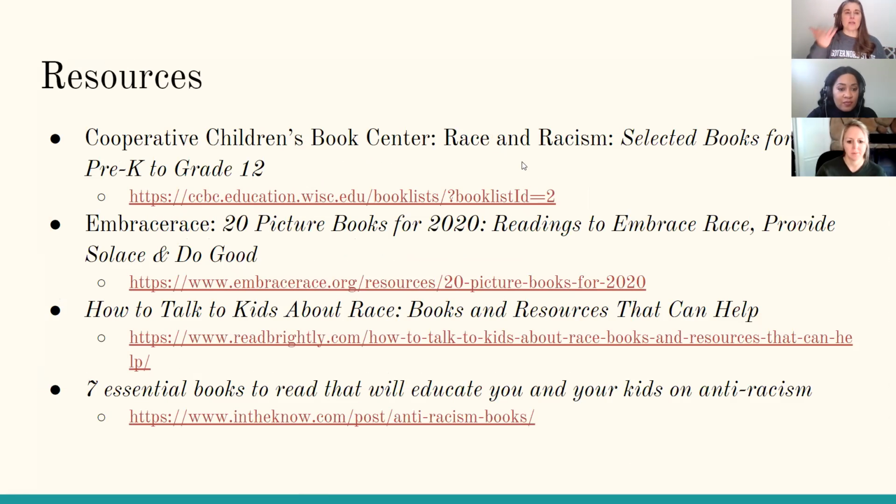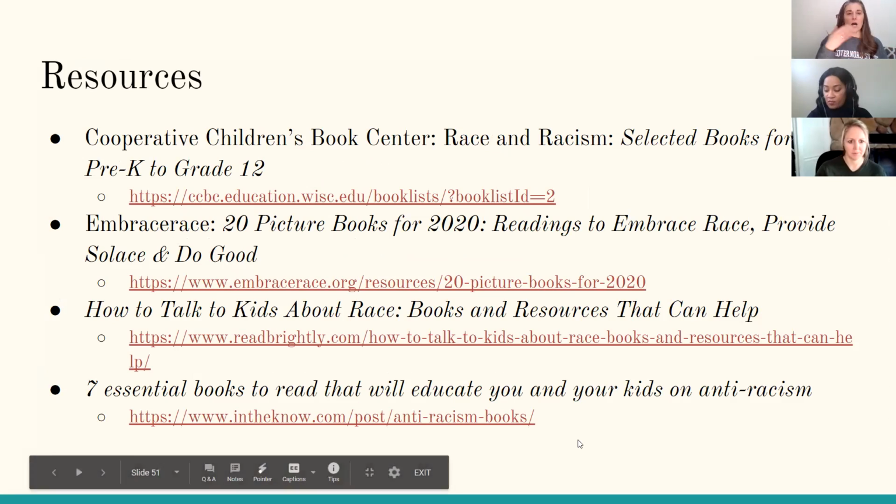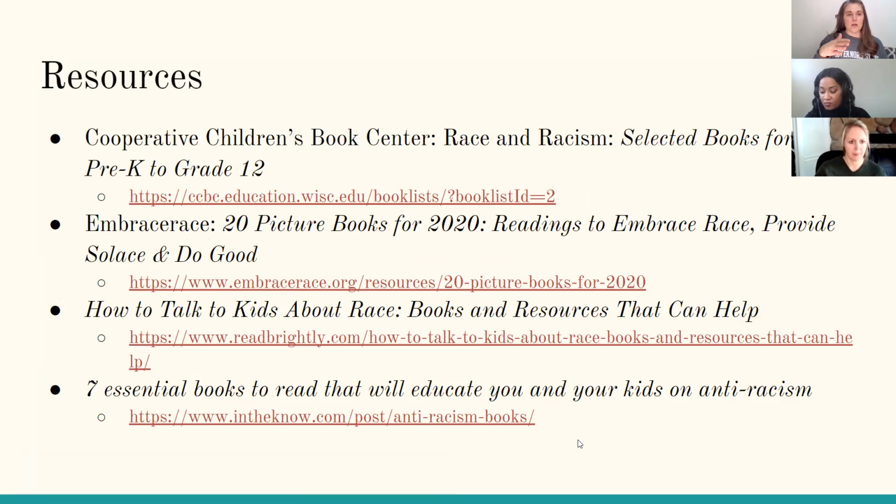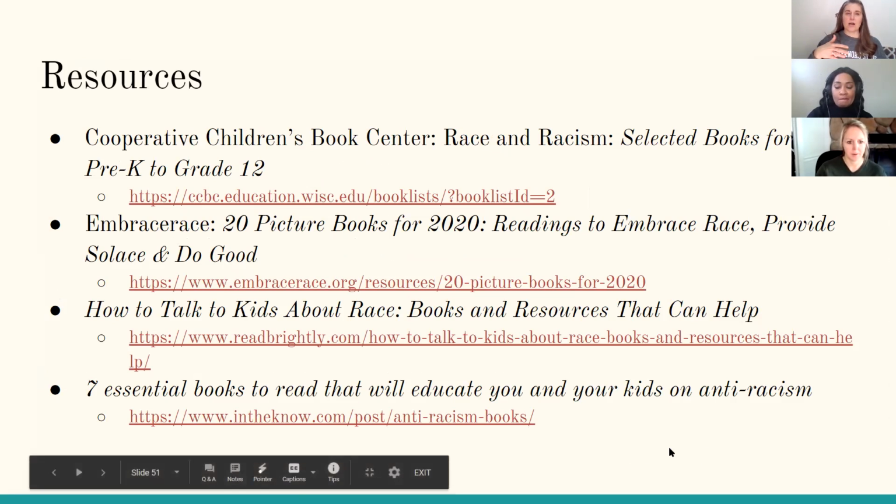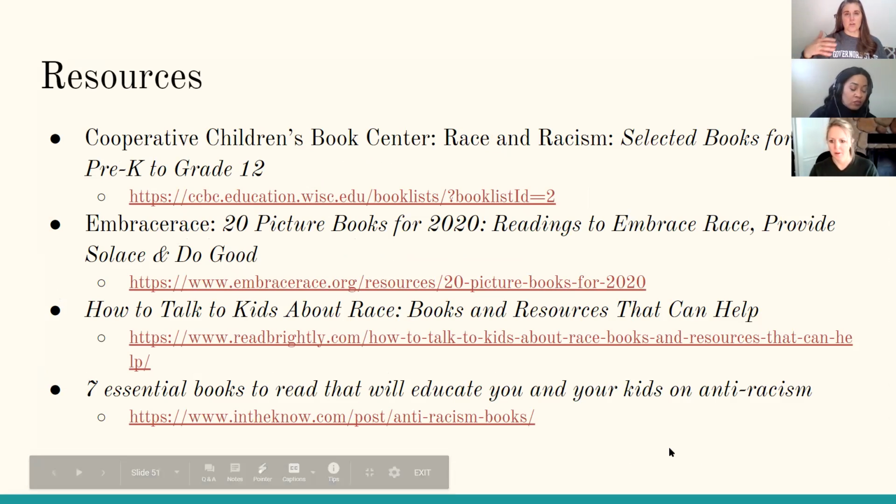Okay, and here are some more resources, some book lists. There are so many great book lists out there that specifically address race, and those are the first two bullets here. The last two, How to Talk to Kids About Race and 7 Essential Books, have more professional materials for adults as opposed to children's books.